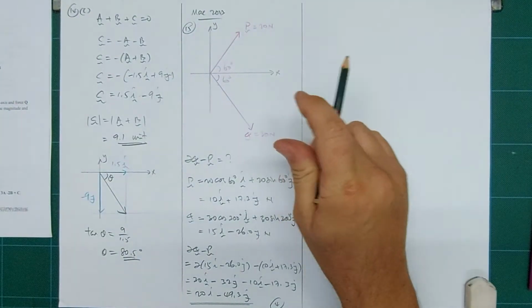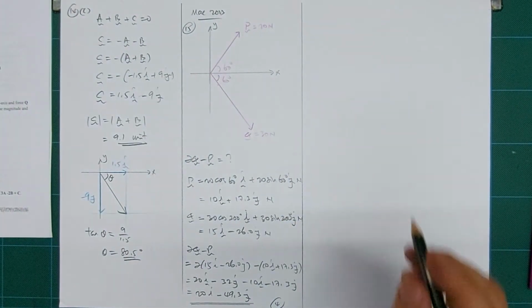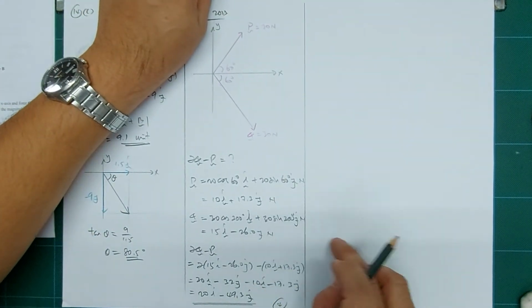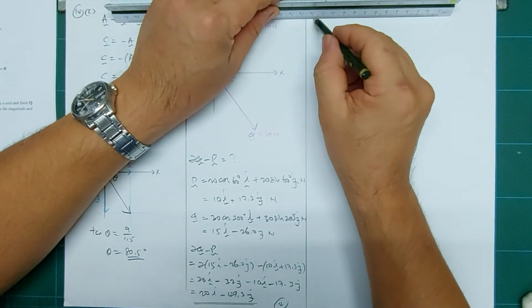Okay, so the next one is to calculate the magnitude. Well, magnitude is not a problem here. We can draw that vector first. We can draw positive and negative axes. So we have this vector.